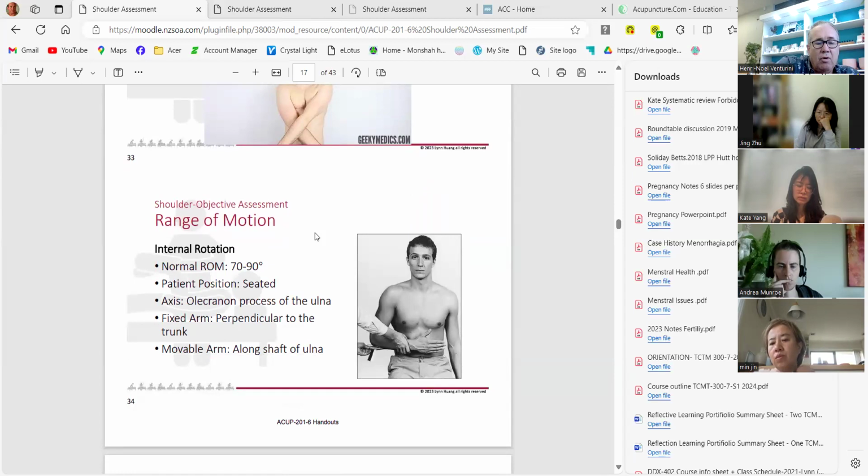Range of motion for internal rotation. Internal rotation is when the arm comes towards the body, towards the midline. It's a seated exam. As you can see, the therapist is going to be moving the client's hand and holding it in a fixed position. We're looking for between 70 and 90 as the range of motion. Again, it's quite a small movement.